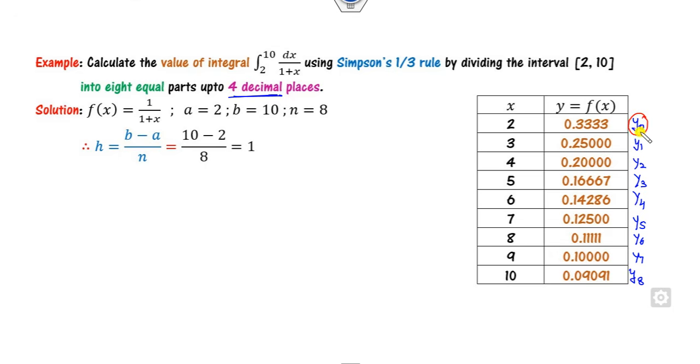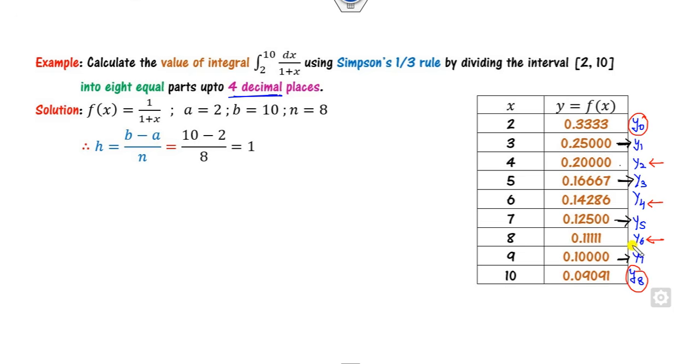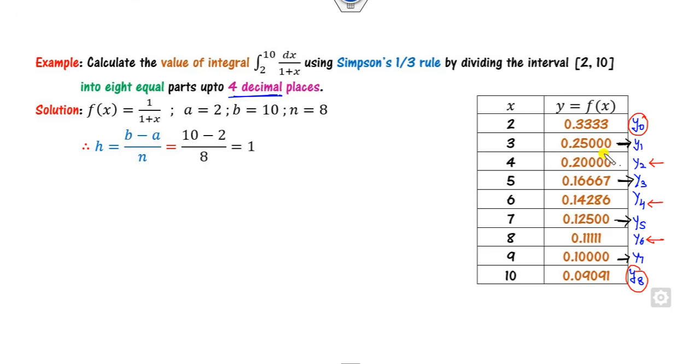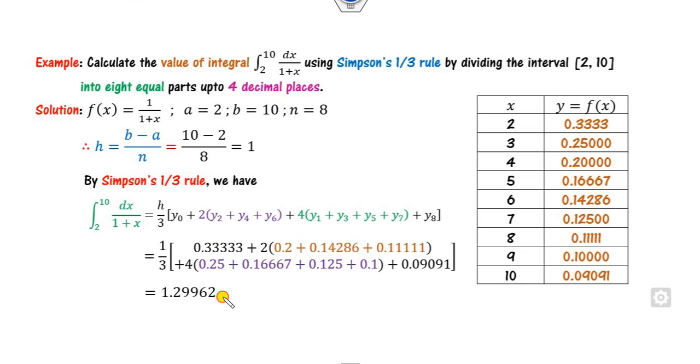I skip the first and the last, take 2 times these even numbers, and 4 times these odd numbers: 1, 3, 5 and 7. So you can see 4 times for the odd numbers 1, 3, 5, 7 and 2 times for the even numbers. I can substitute the values of y2, y4, y6, and so on. If you substitute here, with h as 1, you will get the right answer. You can use your calculator so that you can get your answer in a very simple manner.